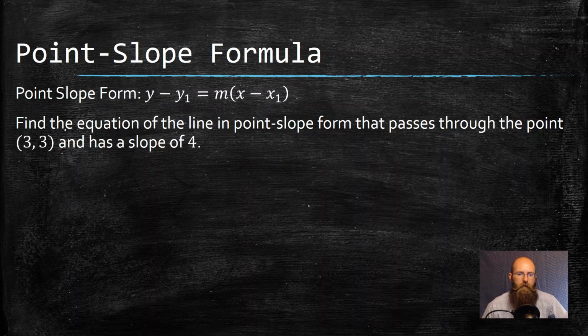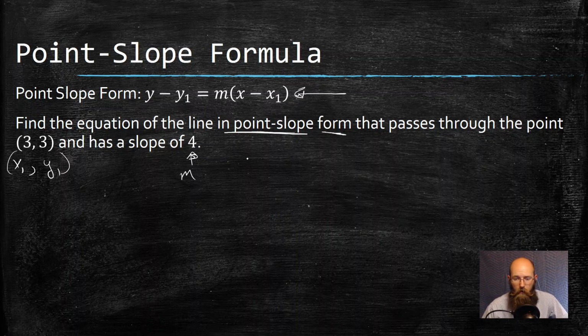So I'm going to find the equation of the line in point slope form, right? That's the one that looks like this here. And it passes through the point (3, 3) and has a slope of 4. So anytime they give you that coordinate point, that's going to be our x1 and y1. And our slope is, like usual, m. So I'm going to plug those things into that formula.